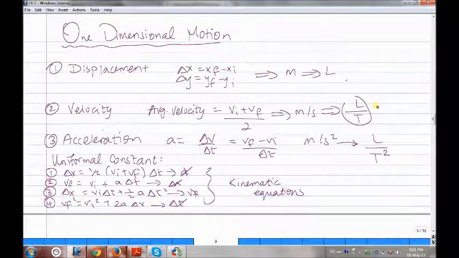So these are the four kinematic equations that you can use when they tell you in the question uniform constant acceleration. But if they simply give you the velocity and the time and tell you to find the acceleration, and they didn't tell you anything about uniform constant acceleration, you use this equation, which is delta v over delta t.